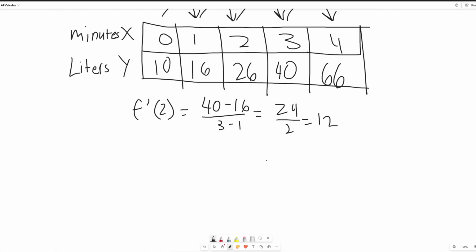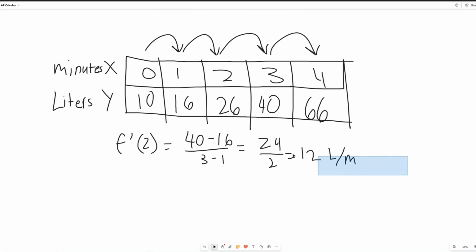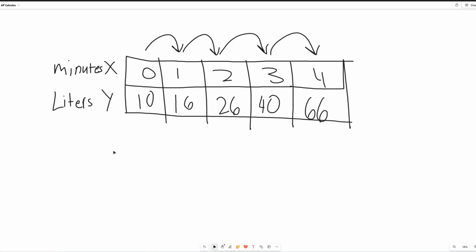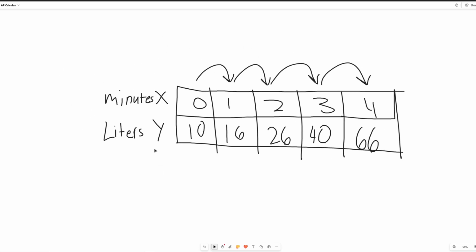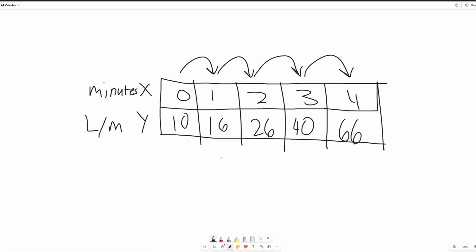Now let's say you have this same table, but instead of liters, you have liters per minute. So this is now the rate at which the water is filling up. So that means at t equals 1, after 1 minute, the tank is filling up at a rate of 16 liters per minute.